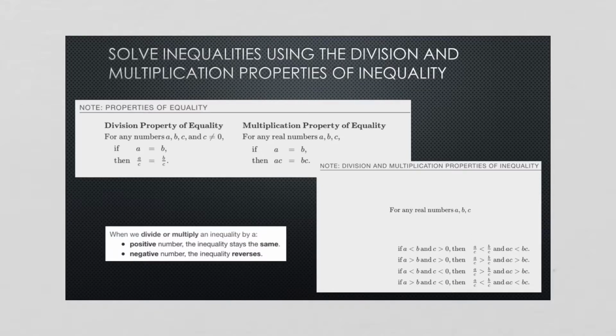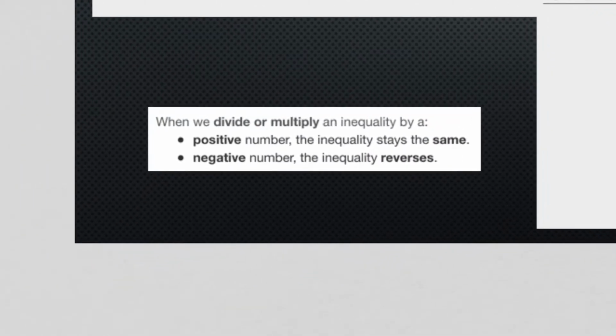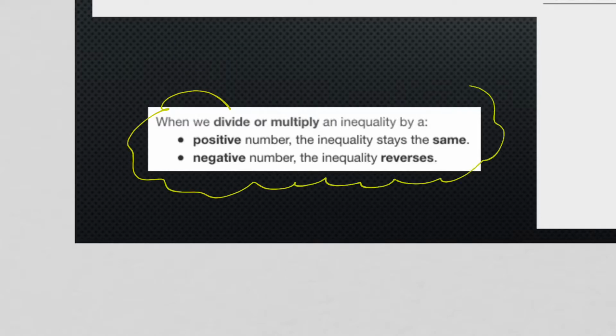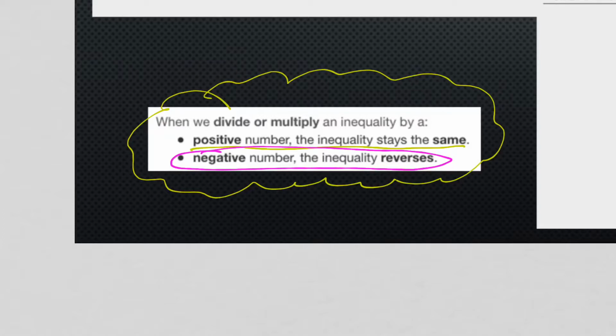Okay, so this page is letting you know that the division and the multiplication properties also still hold, but there is a major difference whenever you multiply or divide by a negative number, and this is what I want you to look at right here. When we multiply or divide an inequality by a positive number, the inequality stays the same. So multiplying and dividing by positives doesn't do anything to it. But look what happens with negatives. The inequality reverses. That's a big deal.